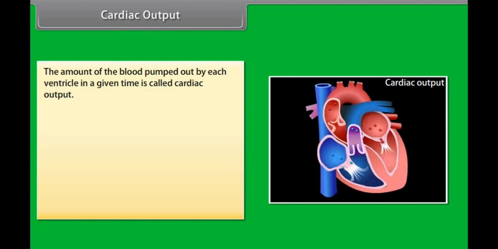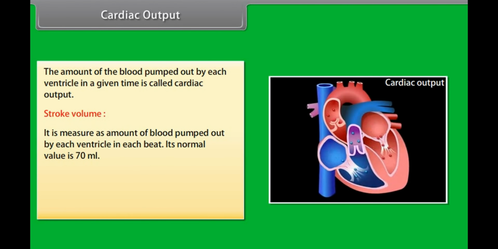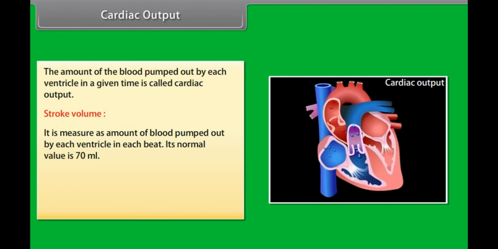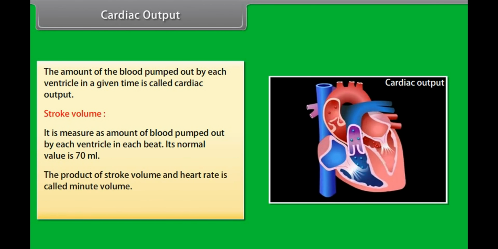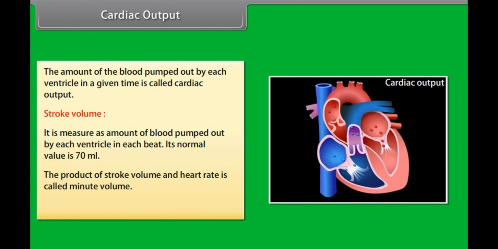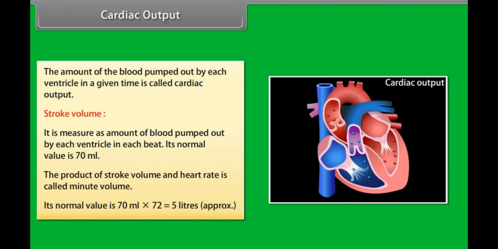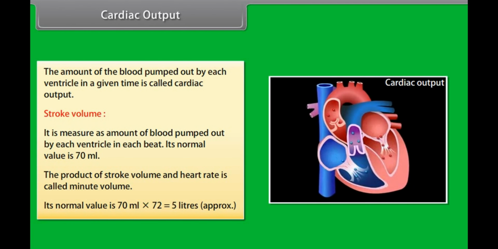The amount of blood pumped out by each ventricle in a given time is called cardiac output. Stroke volume is measured as the amount of blood pumped out by each ventricle in each beat. Its normal value is 70 milliliters. The product of stroke volume and heart rate is called minute volume. Its normal value is 70 milliliters into 72 equals approximately 5 liters.